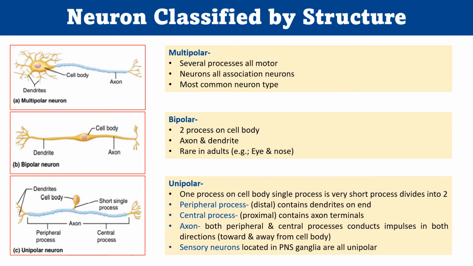Then we have unipolar neurons. There is one process on the cell body, a very short single process that divides into two. The peripheral process is the distal process and contains dendrites at the end, and the central process is the proximal process and contains axon terminals. Both peripheral and central axon processes conduct impulses in both directions, toward and away from the cell body. Sensory neurons are located in PNS ganglia and they are all unipolar.